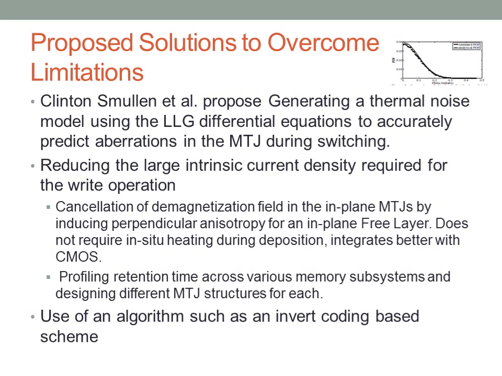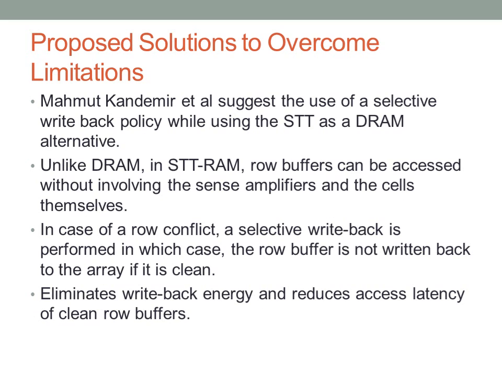processes. Now different memory subsystems such as the cache, the DRAM or the storage require different retention times, and by profiling these retention times across various memory subsystems and designing different memory MTJ structures, we can optimize the model. We can also optimize the model using an algorithm such as an invert coding.